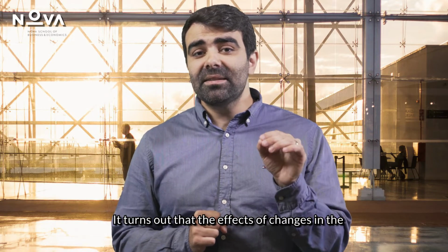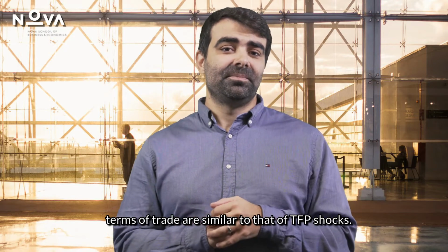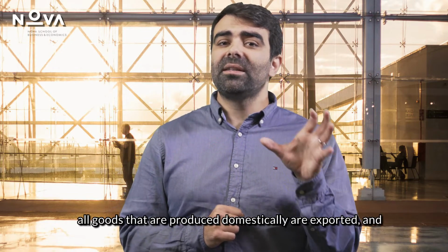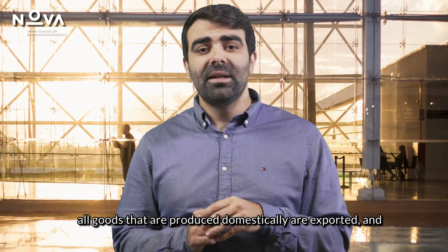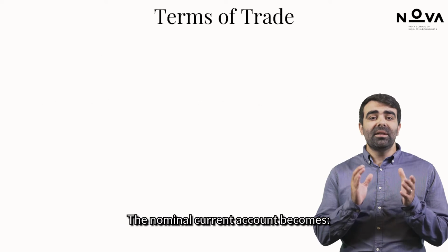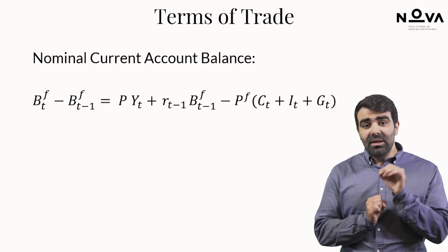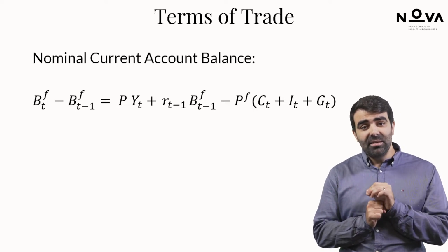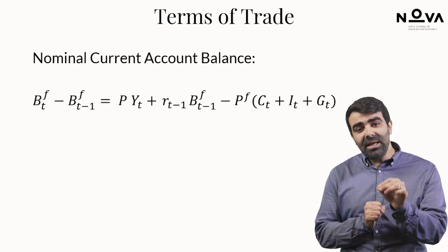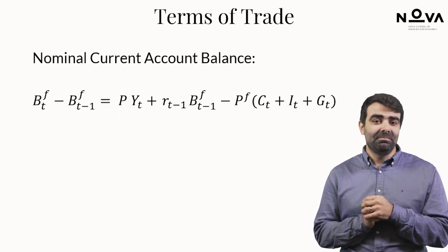It turns out that the effects of changes in the terms of trade are similar to that of TFP shocks. For simplicity and clearer exposition, let us assume that all goods that are produced domestically are exported and that all expenditures are imported from abroad. The nominal current account becomes BF_T minus BF_{T-1} equals P times Y_T plus R_T minus 1 times BF minus PF times expenditure, which is C_T plus I_T plus G_T.